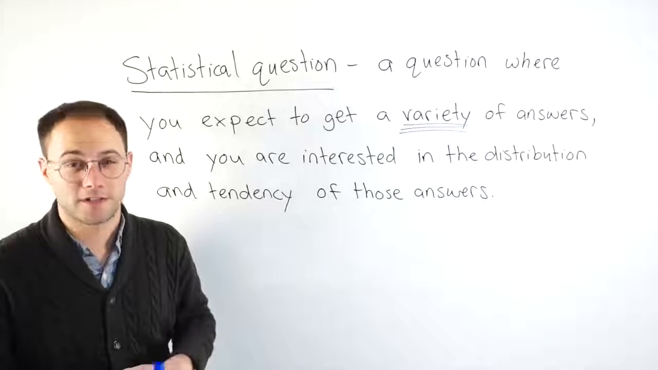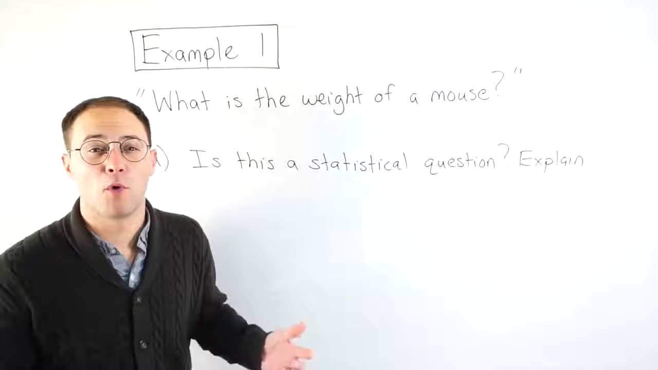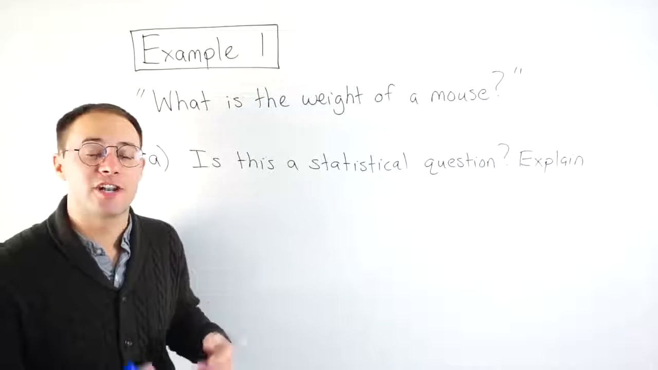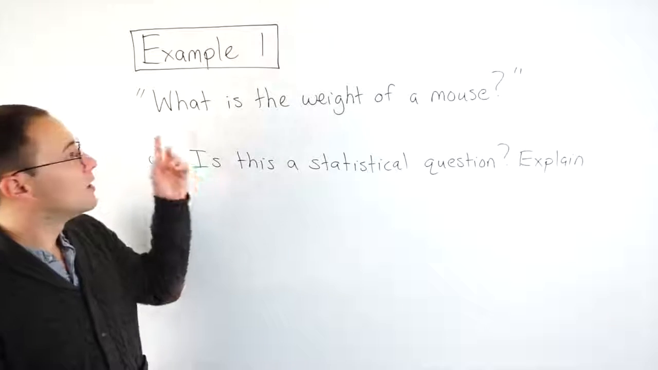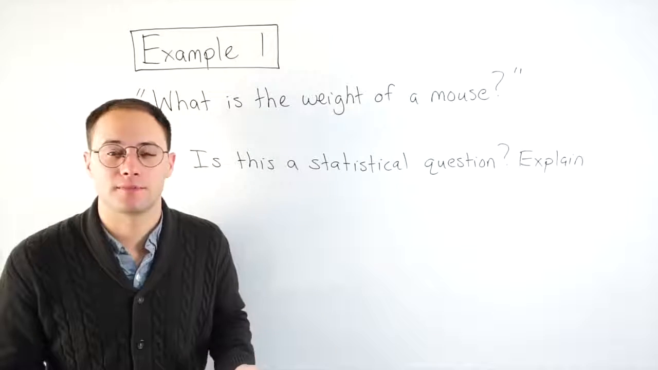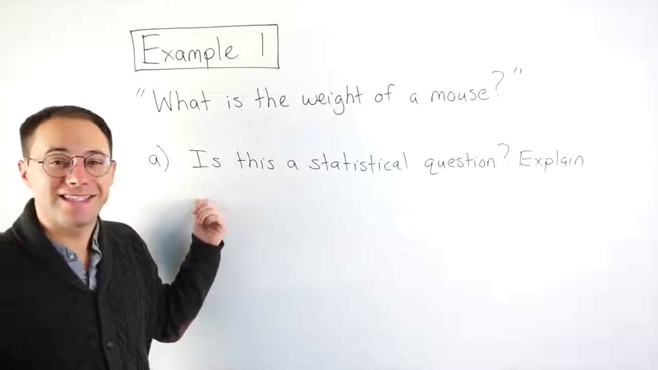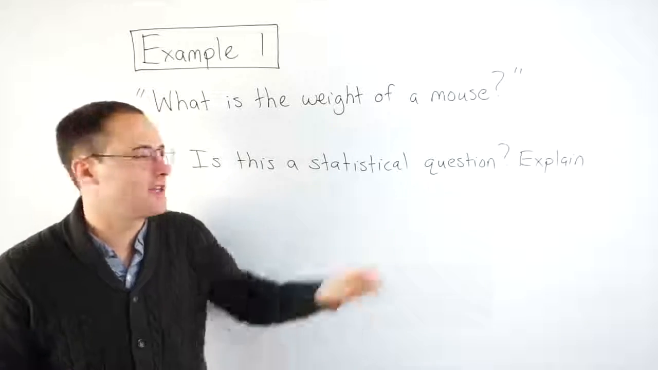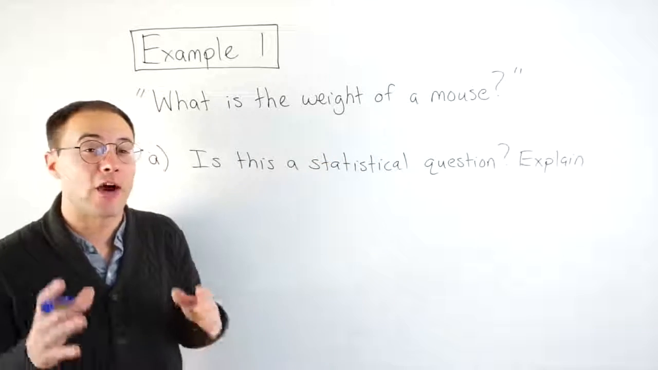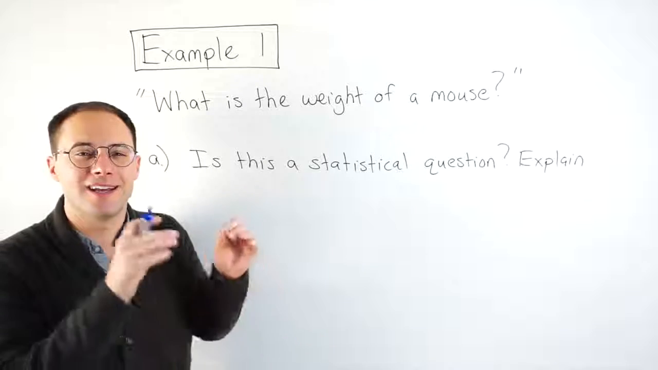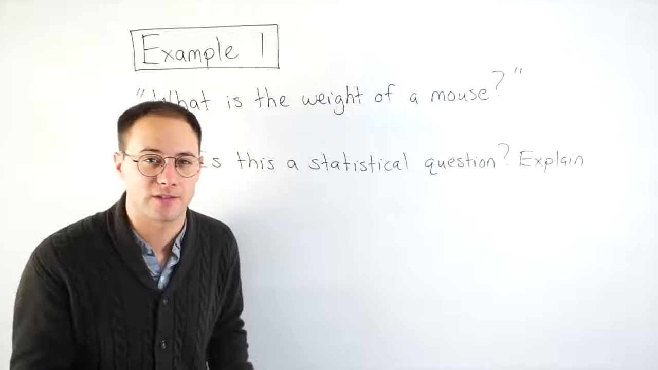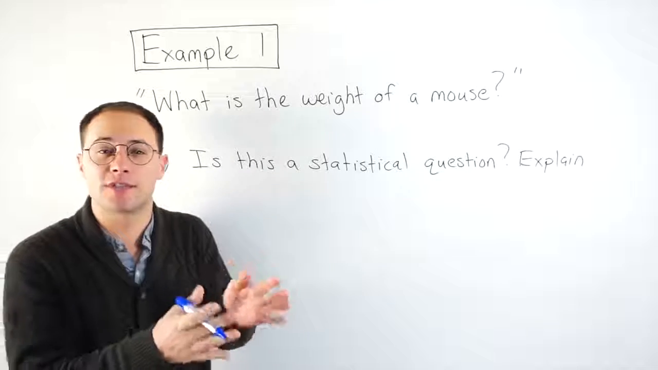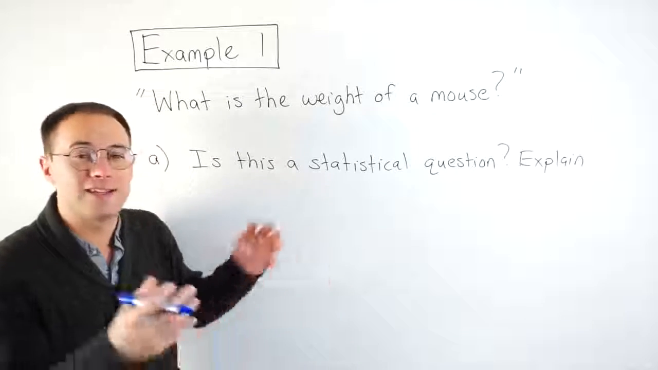So with that, let's get to our first example. Okay, example one. Let's say your science teacher asks you to do an experiment about mice. And she asks, what is the weight of a mouse? Okay. Well, first, is this a statistical question? And if so, explain. Now, if you remember from the definition, statistical questions should be giving us a variety of answers. They should be able to show us a distribution and a tendency.